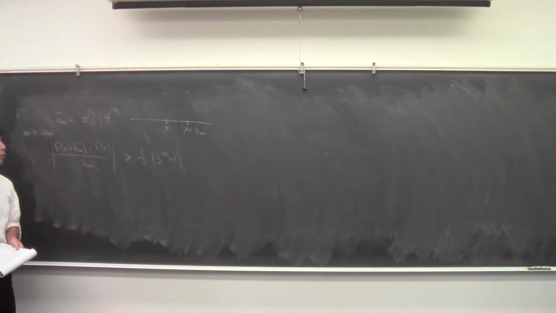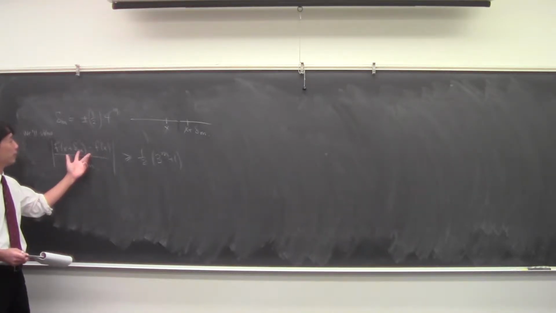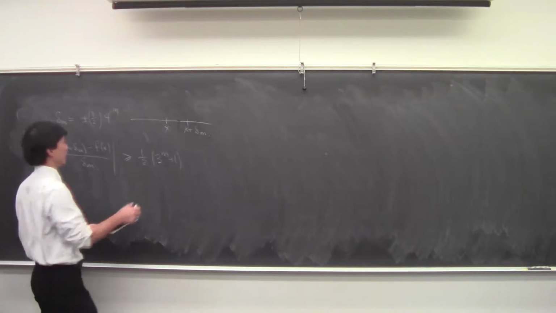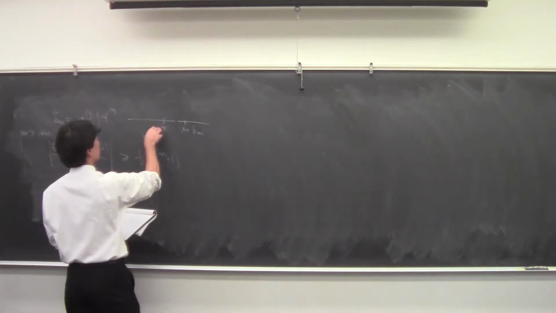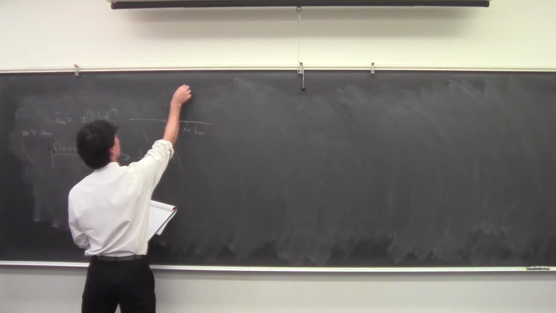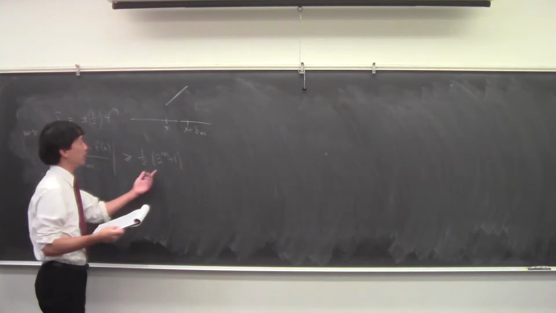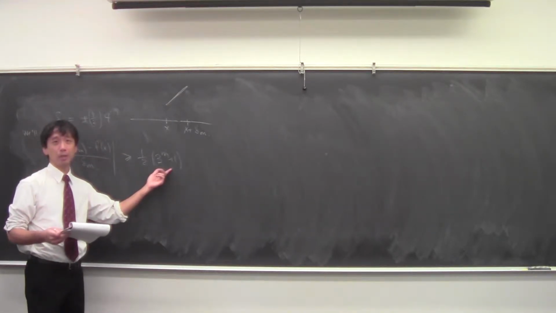Okay, so what's the point of that? What is this thing here? This thing is the slope of the secant line through these 2 points, right? And so what this is saying is that if you take from here to here, the slope of the secant line exceeds this certain number, okay?